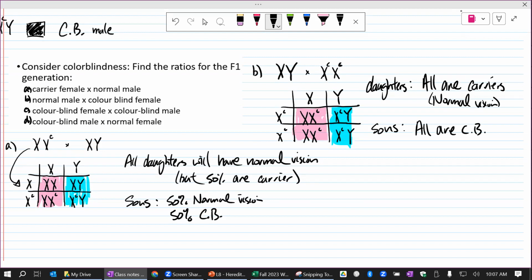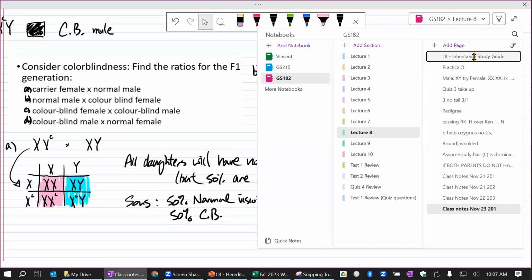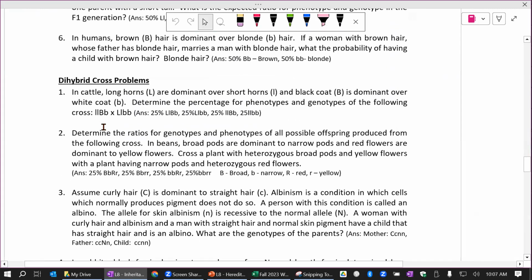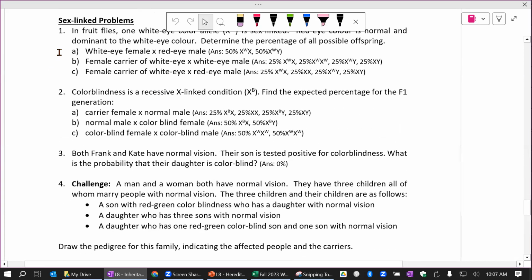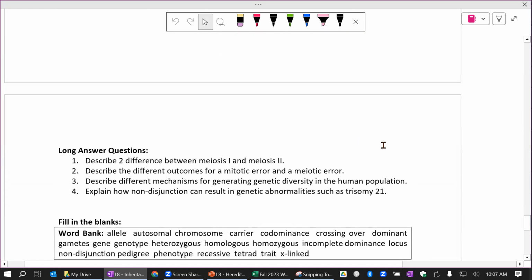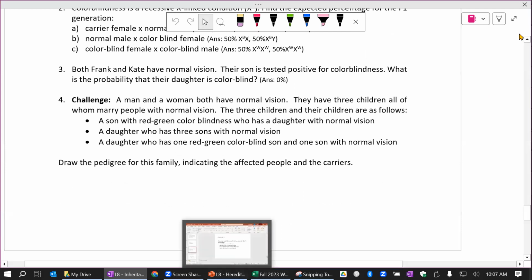That's all. You could try C and D yourself. If you're not sure, you can send me an email. But what's really important is for you to go through the study guide. There are a lot of questions in the study guides. The dihybrid cross, incomplete dominance, codominance, we just learned that today. And then there are some sex-linked conditions as well. If you want a challenge, there is one right here. I just need to teach you the pedigree next time. And that would be it.